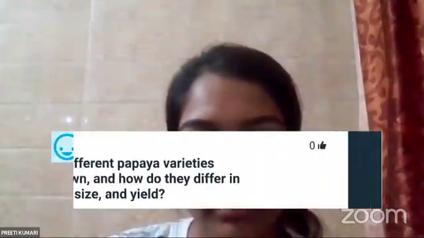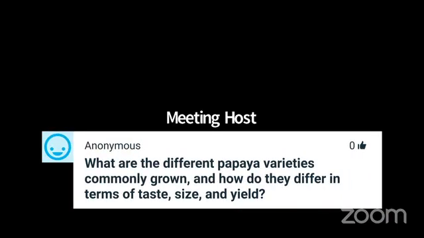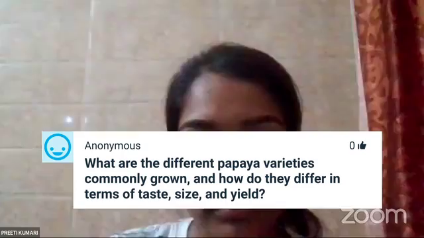What are the different papaya varieties commonly grown and how do they differ in terms of taste, size, and yield? As we have seen in the PPT, some papaya varieties contain more papain, more extraction, and papain is important for medicinal use. The Hawaiian papaya variety is the small one, it is shipped and the taste is also good. So Hawaiian is the most cultivated variety. Then comes the next one after Hawaiian.